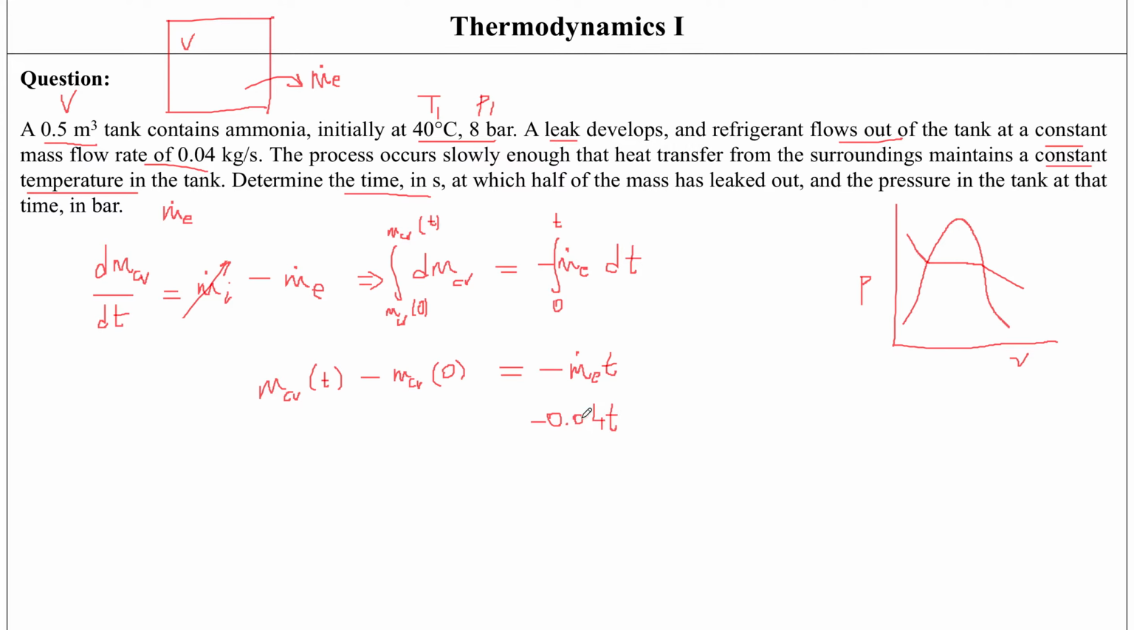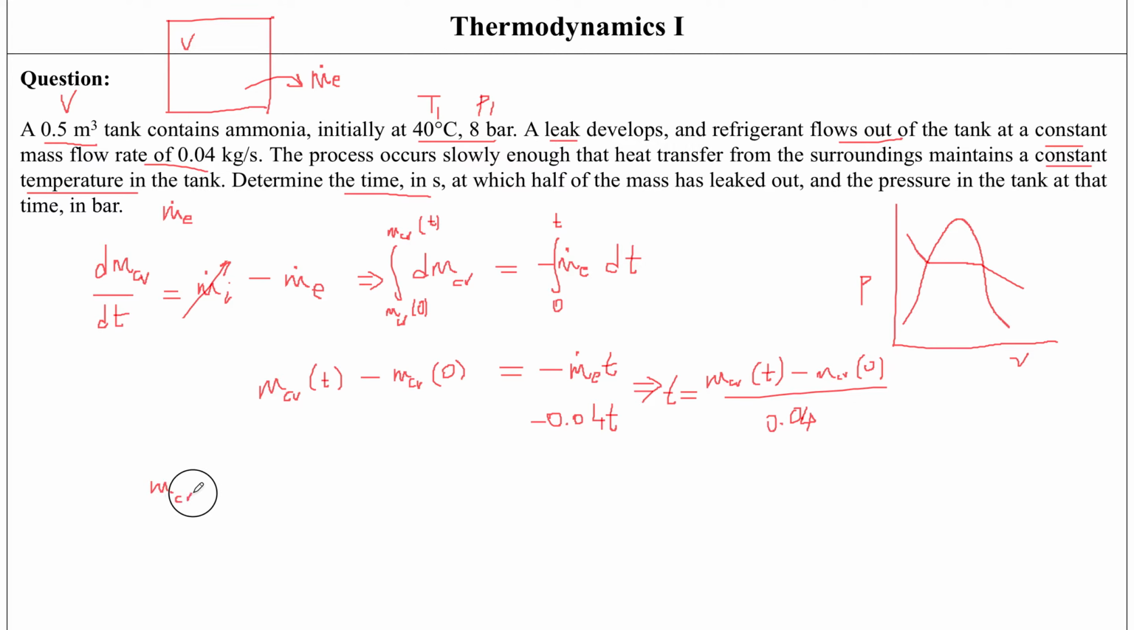Okay, and now I can write this entire thing in terms of t, because that is the unknown. And that's going to be the mass of the control volume at time t minus the mass of the control volume at time 0, divided by 0.04. Okay, I've just simplified this entire thing. You can try doing it yourself as well. And now I can work out the mass at time 0 and t.